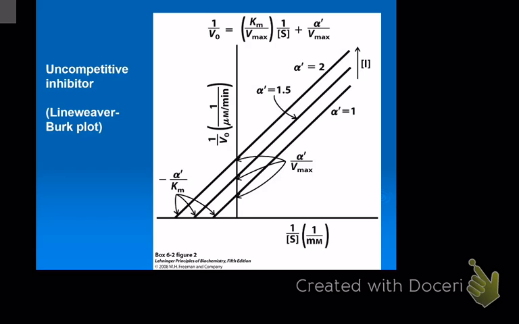See, your book likes that alpha prime, and all that alpha prime means is 1 plus I over Ki. It's just easier for them to write. It looks more simple. It's that factor, the inhibitor factor. So the apparent Kms are affected, as are the apparent Vmaxes. Okay.